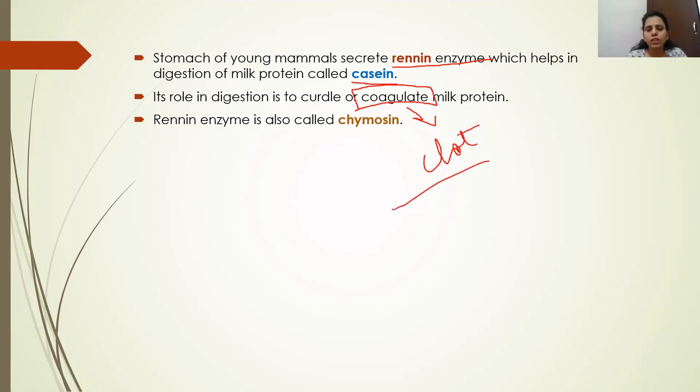So the actual function of this rennin enzyme is to curdle or coagulate the milk protein present inside the milk. Later on, these small clots of the milk protein are digested by the pepsin enzyme. This rennin enzyme is also known as chymosin. Understood? So only this much you have to study about stomach as per the IGCSE syllabus. I hope you people are clear with it.